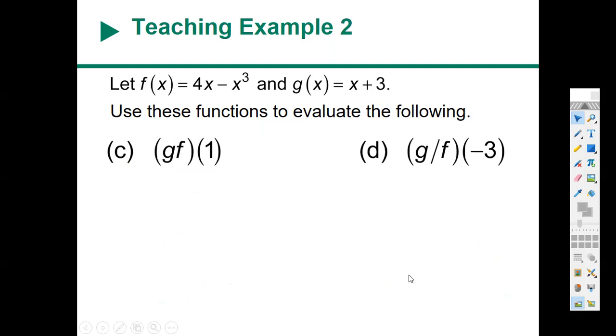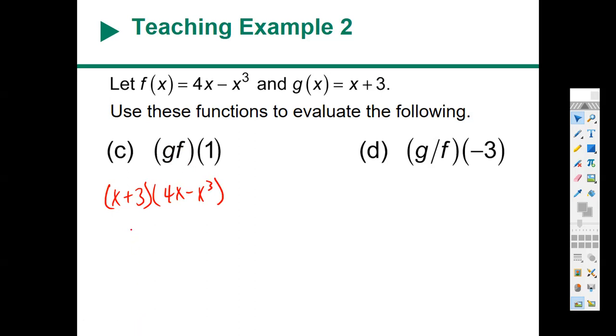What is this? That might be doable. It's multiplication. So what are we going to do first? We're just going to set them up. So 4X minus X cubed times X plus 3. So we have X plus 3 times 4X minus X cubed, because that's what it tells me to do, to multiply G times F. Agreed?